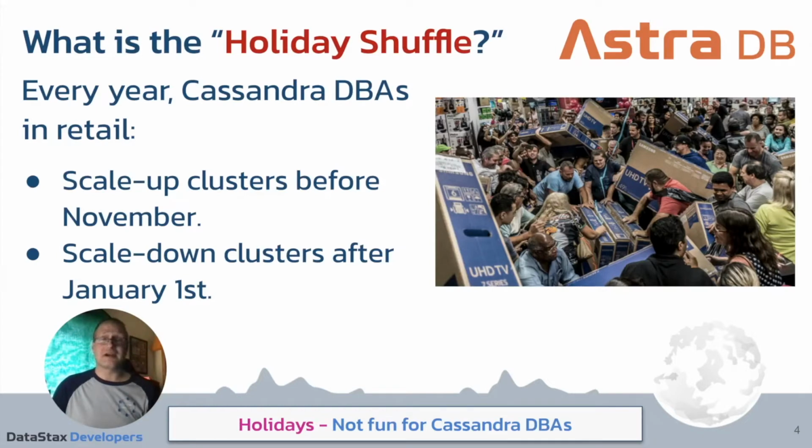So just what is the holiday shuffle? Every year, Cassandra DBAs who work in retail and other seasonal industries have tasks they need to do, like taking their large-scale production clusters and scaling them up before the shopping season in November. And in January, they scale them back down to avoid having to pay for a lot of resources that they're not using. This is tedious because some of these clusters support several terabytes and are made up of several hundred nodes, but really, to effectively scale down, you need to do it one node at a time, so it becomes quite the chore.